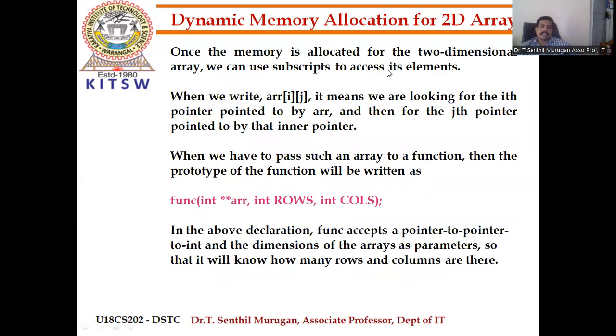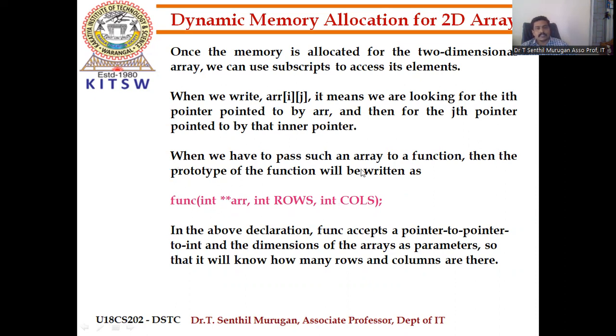Once the memory is allocated for the two-dimensional array, we can use the subscript to access its elements. Again, each individual pointer we create points to the corresponding location. You can write array of i comma j, where i points to the row and j points to the column values. For example, 0 comma 0, 0 comma 1, 0 comma 2, the 0th row, then the columns go up to however many columns we are given. Based on that, we can pass the values also.